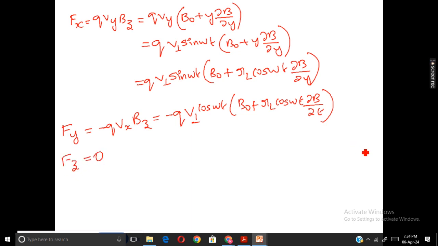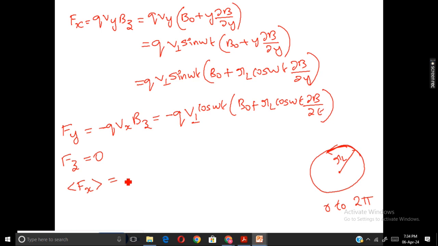Now we want to find the average value of the force that the particle will experience at a distance of r, at one radius, the radius of gyration. What is the force that it experiences? So we will find the average of the force that it experiences along the circle. Basically, as it travels from 0 to 2 pi, what will be the force? So we will average the force in all the directions: average of Fx, average of Fy, and average of Fz.